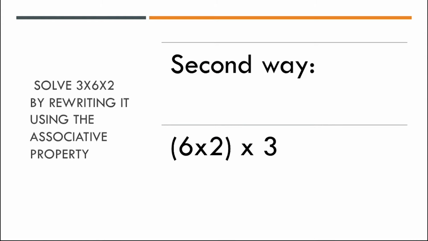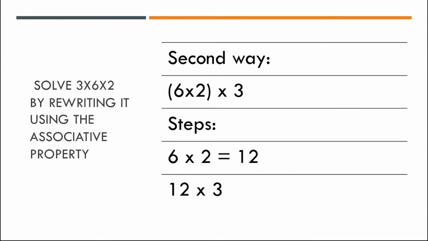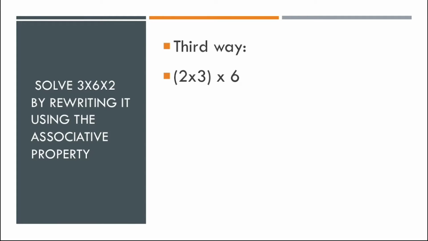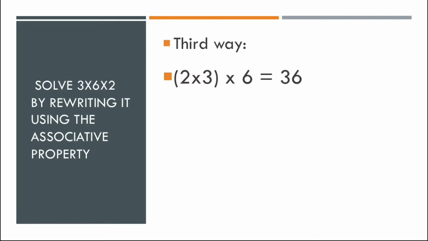The second way we can rewrite it is in parentheses 6 times 2, and then outside the parentheses times 3. Then to solve it, we do 6 times 2 equals 12, and then 12 times 3. This equals 36. The third way to rewrite it would be 2 times 3 in the parentheses, and then outside the parentheses times 6. Then to solve this, we do 2 times 3 equals 6, and then 6 times 6. This also equals 36, just like the other two.